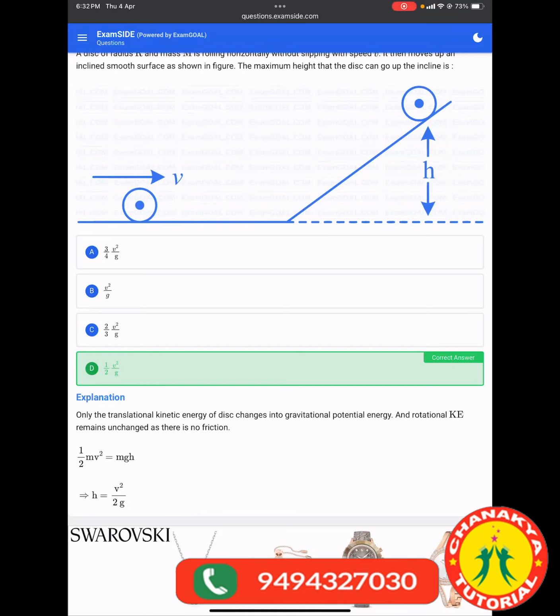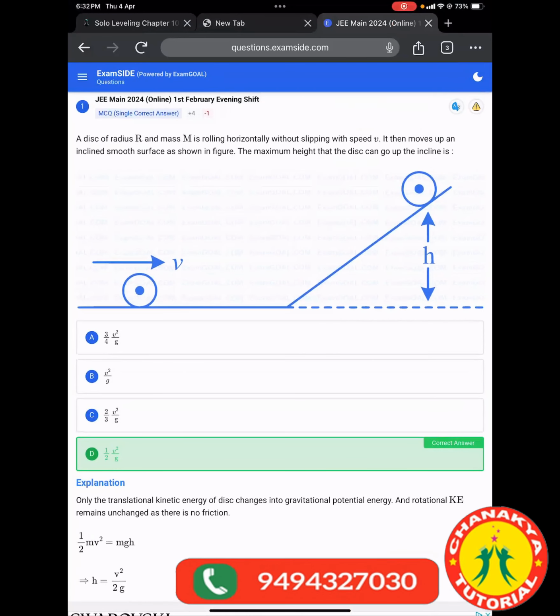Okay, so see what one word they have used in this question. It moves up an inclined smooth surface, rolling without slipping. Without slipping means the omega will not change. Even if it reaches the top, it will not stop rotating. It is still rotating, correct? Omega won't be 0. So initially, whatever rotational kinetic energy half I omega square it had, the same it has on the top also. So there is no change.